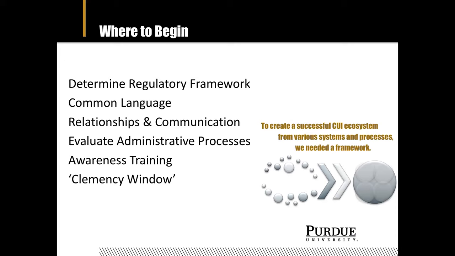So where to begin? There are five or six major topics that we've been working on since our award in September. First is to determine the regulatory framework, create a common language, build relationships and communication, evaluate the administrative processes around the university, deliver awareness training, and what we've dubbed creating a clemency window.